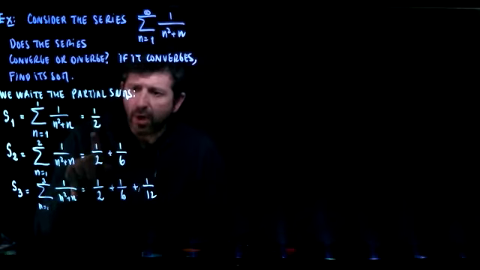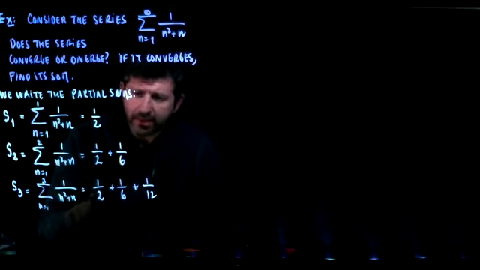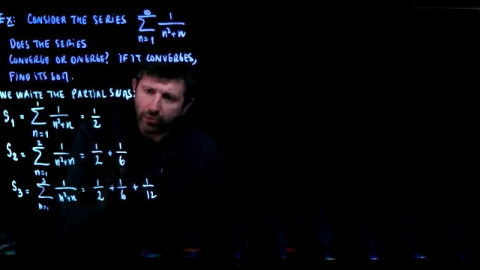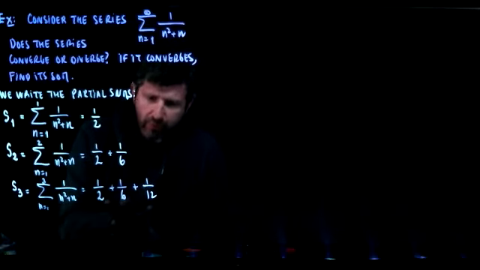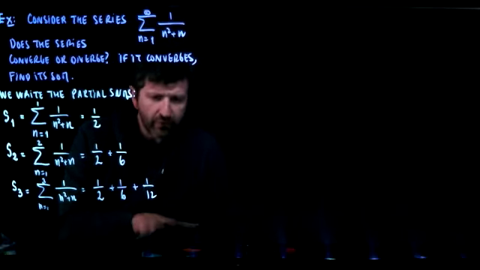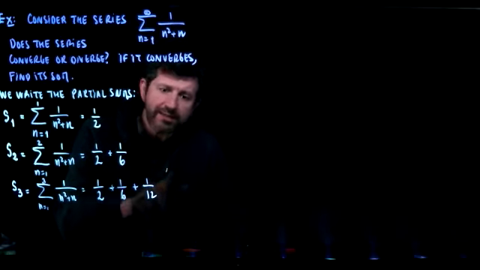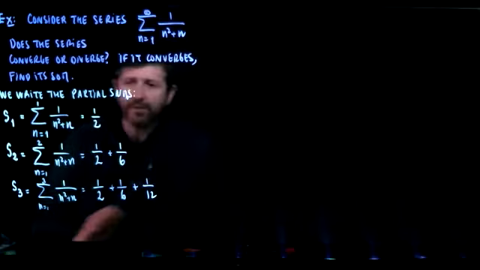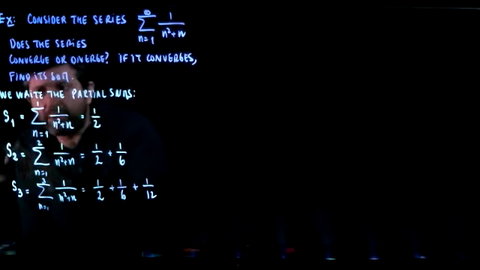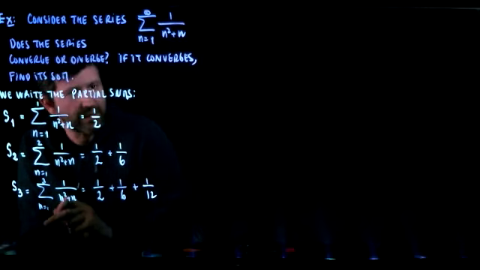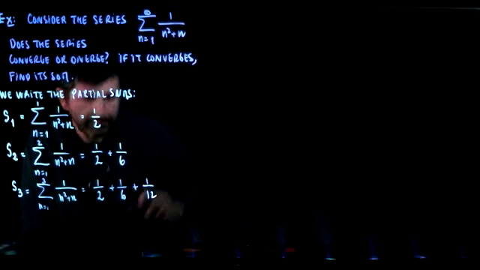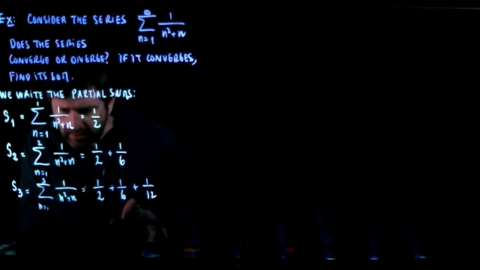So S1, S2, S3: the first term, the first 2 terms, the first 3 terms, the first 4 terms, the first 5 terms, and so on and so on. I'm going to generate a sequence like this. These are all partial sums: S1, S2, S3, all the way until Sn, until S infinity, actually. Any questions?